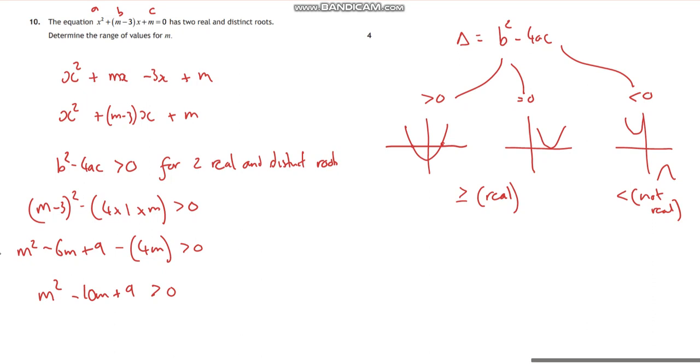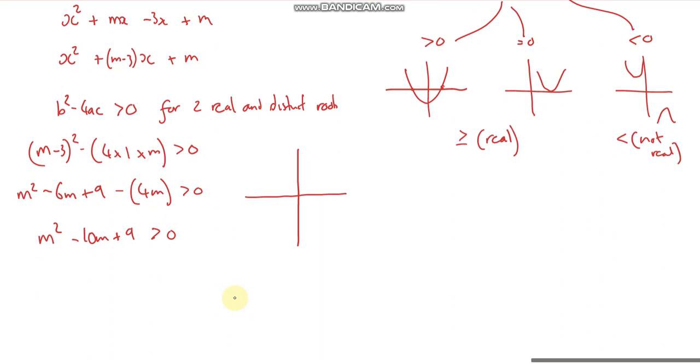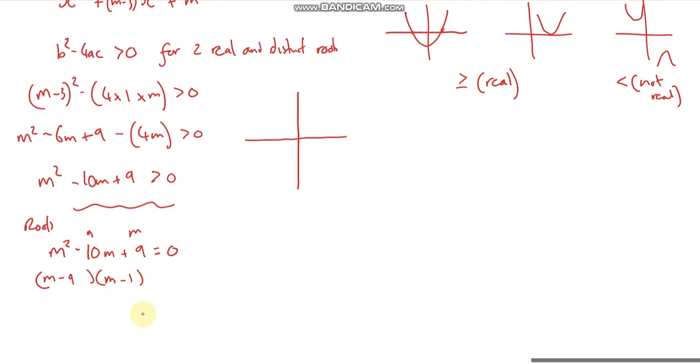So when is that function greater than 0? Well, the best thing to do to solve that is first of all find the roots. So the roots of this equation are going to occur when m squared take away 10m plus 9 is equal to 0. So what's going to add to negative 10 and multiply to 9? That'll be m take away 9 and m take away 1. So that means that m is 9 and m is 1. So we've worked out our roots now. I can draw it. So there's 1 and there's 9.